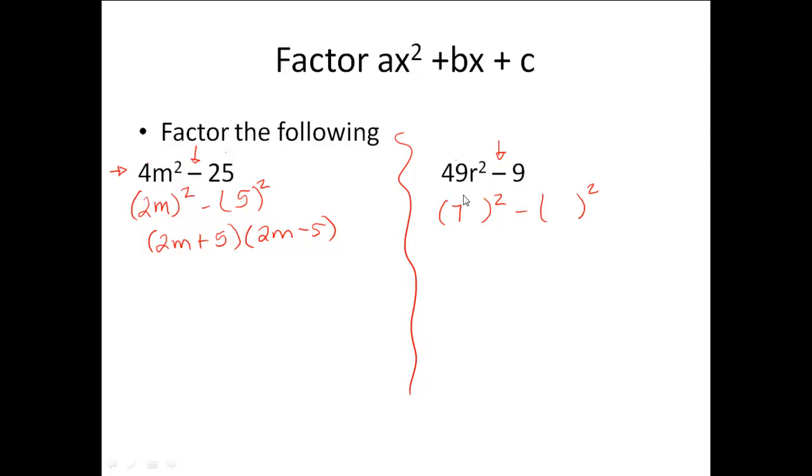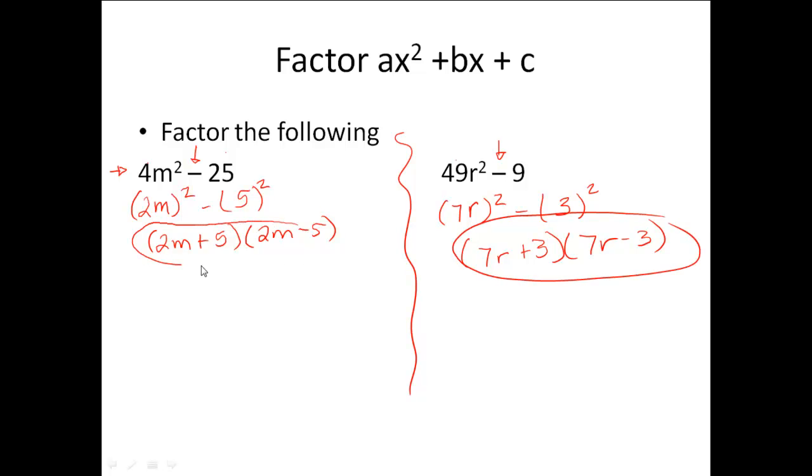I can square 7 to get 49. I square r to get r squared. And I square my 3 to get 9. So when I use my pattern for this, I'm going to have 7r plus 3 times 7r minus 3. And I've got that one factored out. So with those two, I was able to use a shortcut.